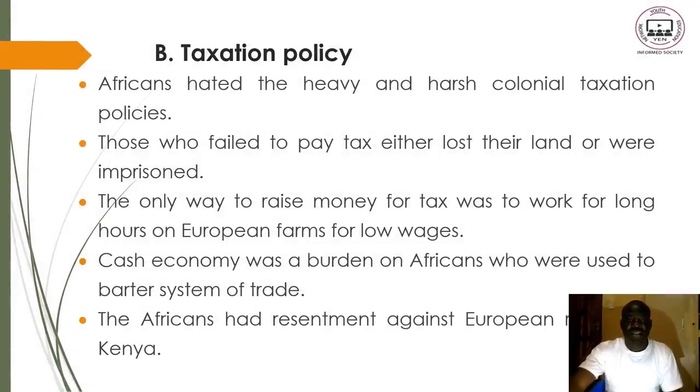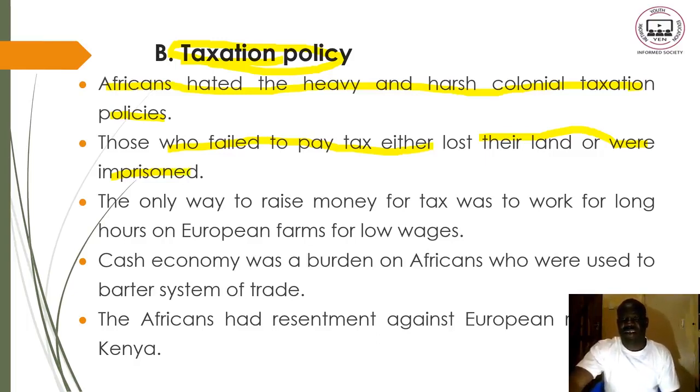The next one is taxation policy. So Africans hated the heavy and harsh colonial taxation policies. Those who failed to pay the tax either lost their land or were imprisoned. Just as it was with Zimbabwe, if you can remember, it was all the same. So people were grieving for their land in the same manner. The only way to raise the tax, for people to find money to pay for the tax, was to work for long hours on the European farms. It's just what we did on the land policies in Zimbabwe, Northern Rhodesia, as well as Nyasaland.